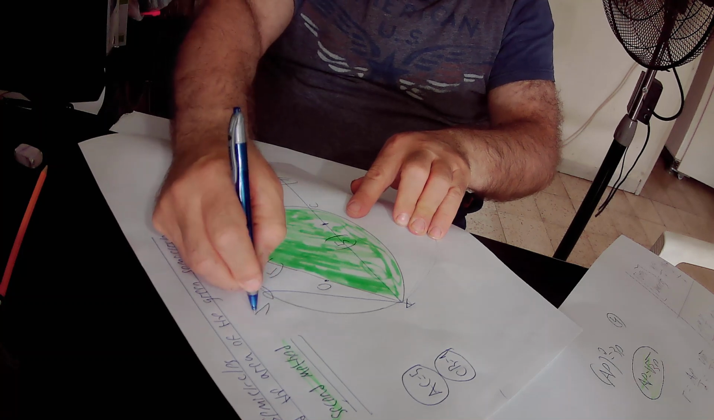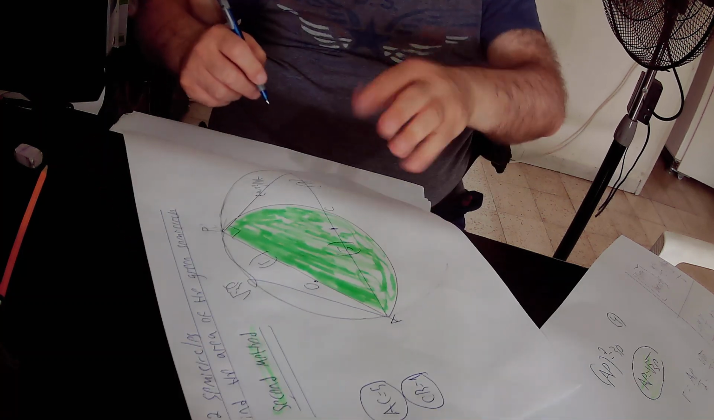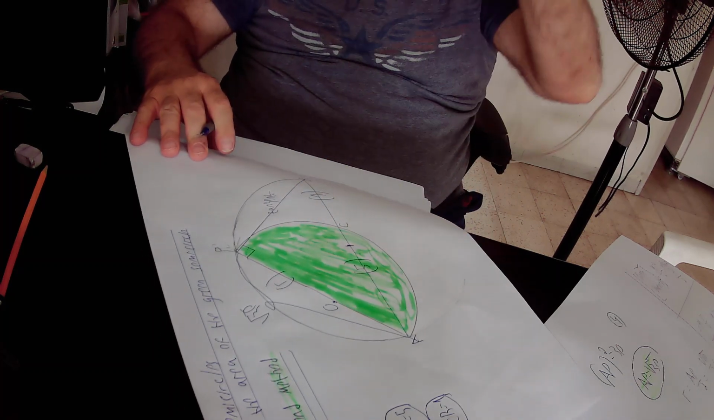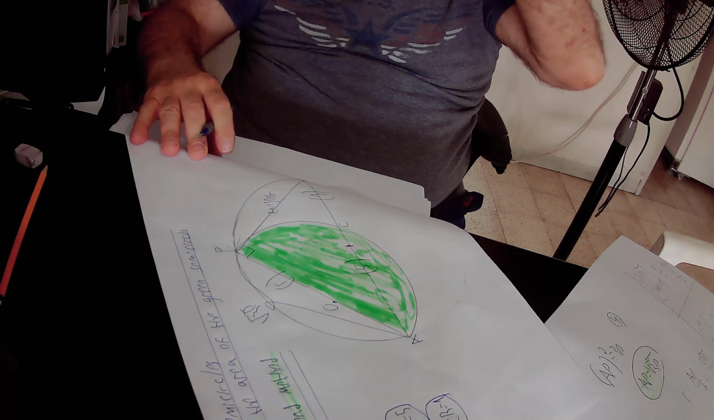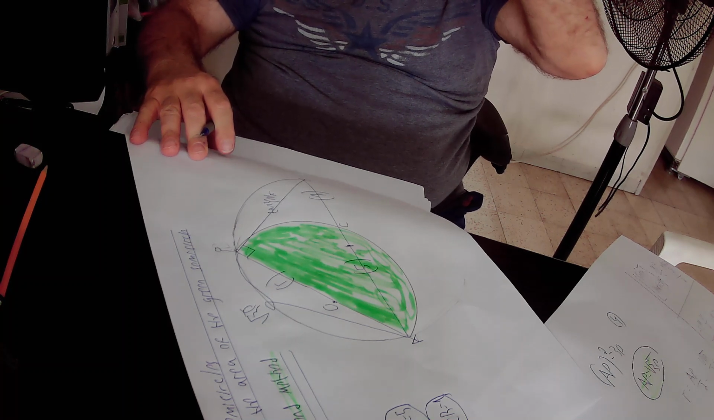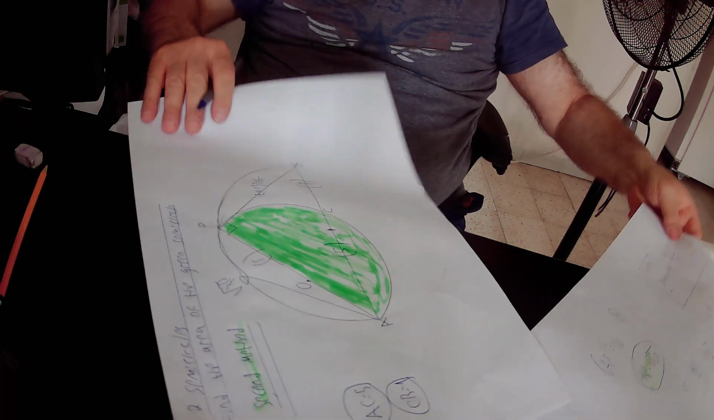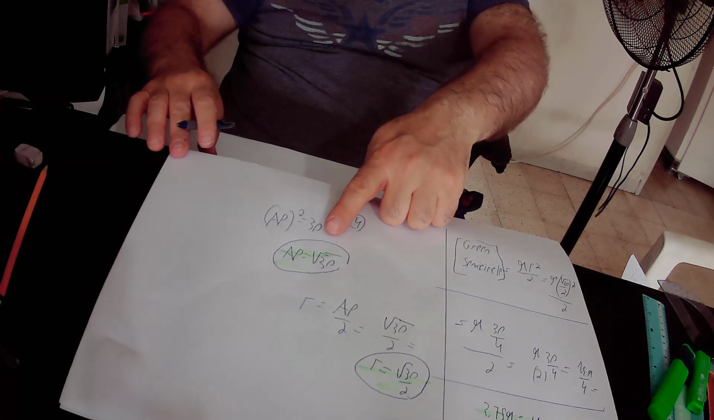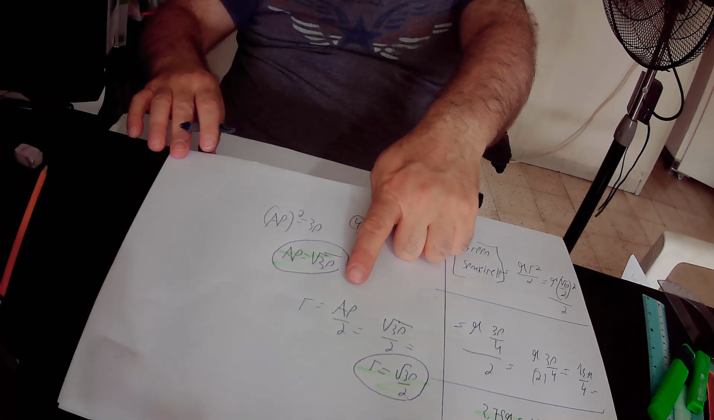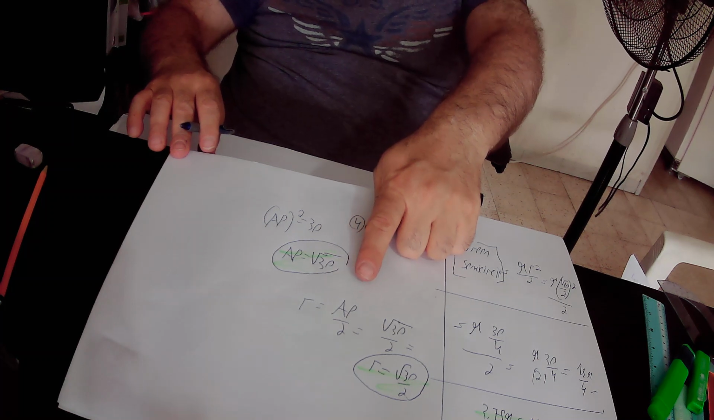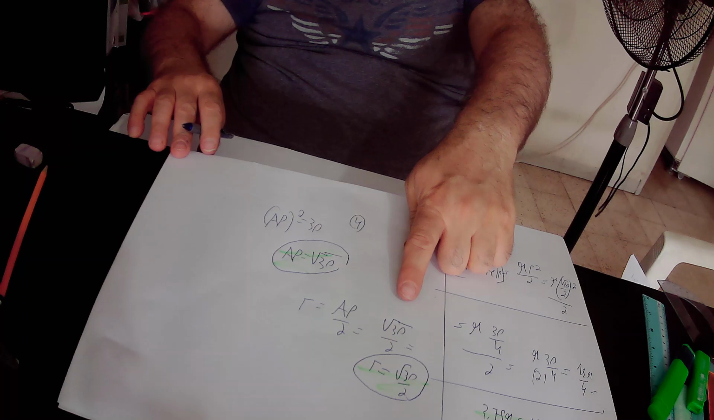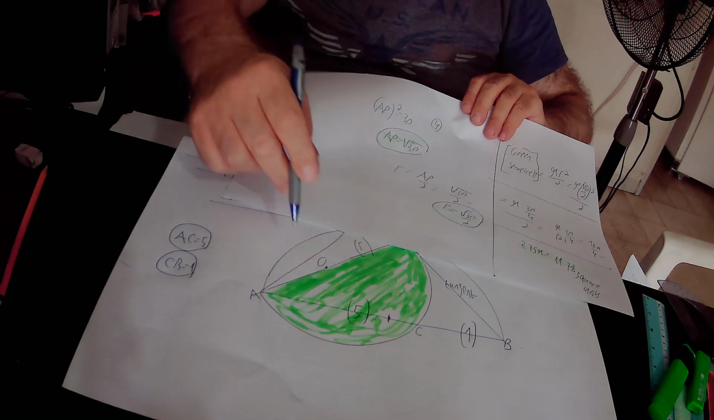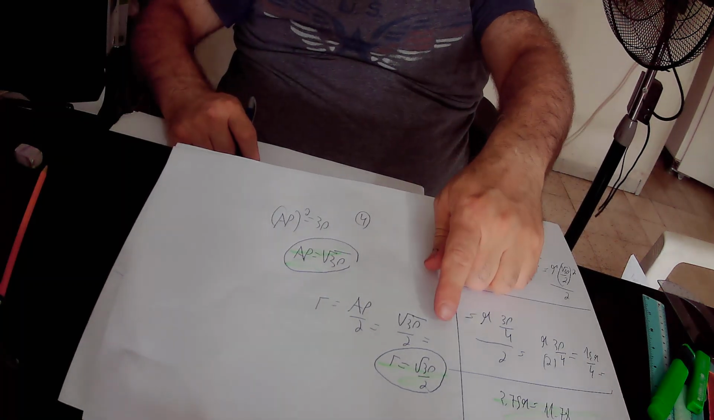AP is the diameter of this green semicircle, and it equals the square root of 30 units in length. If the diameter AP is square root of 30, the radius must be half of it, so the radius equals the square root of 30 over 2. Again, the diameter AP is the square root of 30, therefore the radius is AP over 2, which is the square root of 30 over 2. So the radius R of this green semicircle equals the square root of 30 over 2.